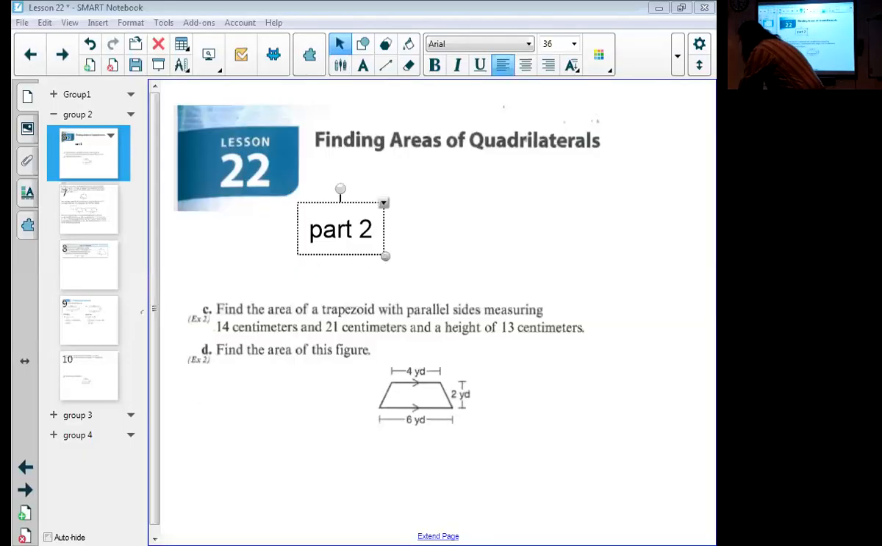Today we're talking about lesson 22, which is finding areas of quadrilaterals. So we are currently talking about part 2.